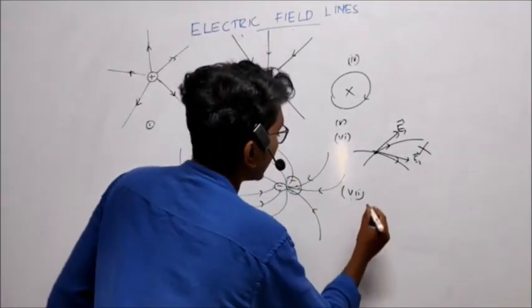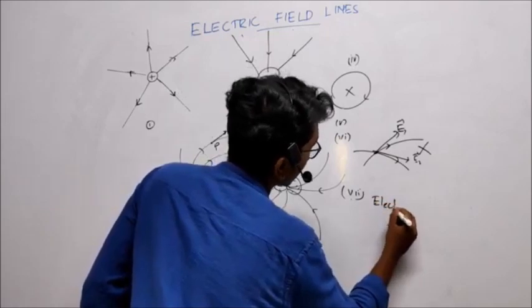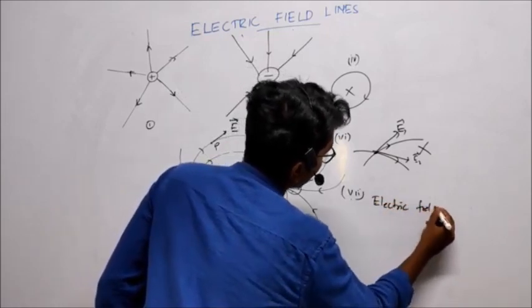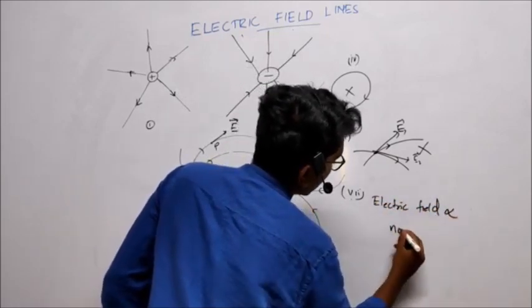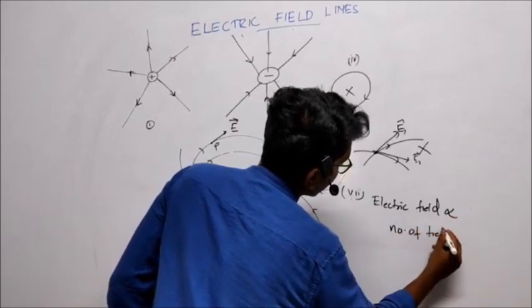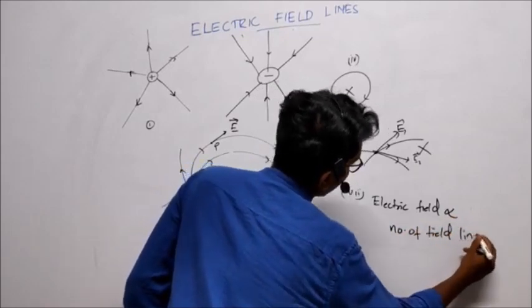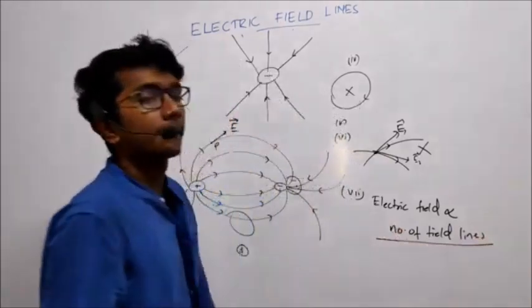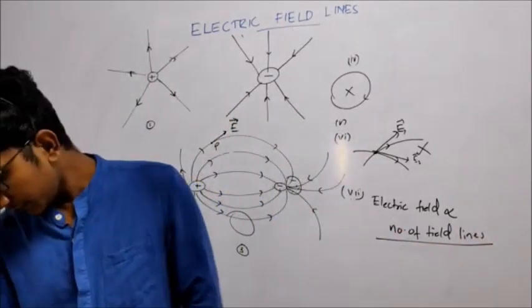So the electric field is proportional to the number of field lines.